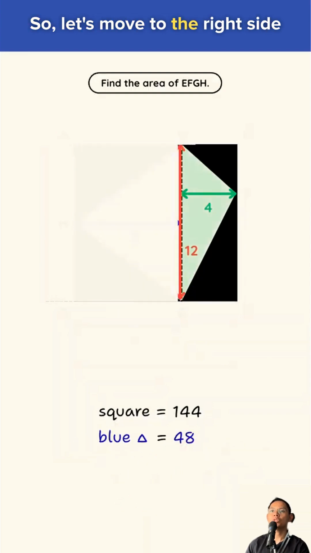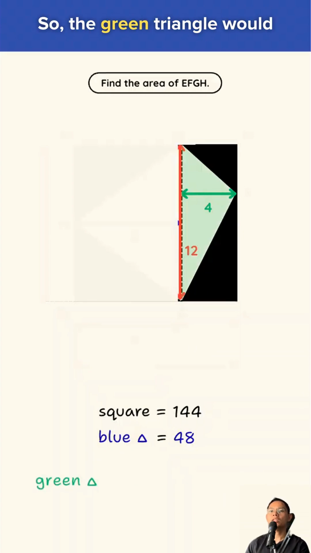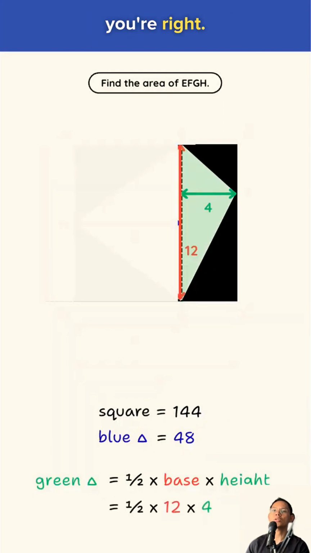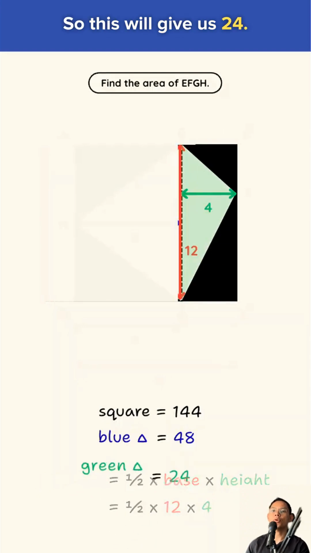So let's move to the right side triangle, or the green highlighted triangle. So the green triangle would then be half times base times height. So can you guess what's the base and height for this green triangle? If you guess 12 and 4, then you're right. So this will give us 24.